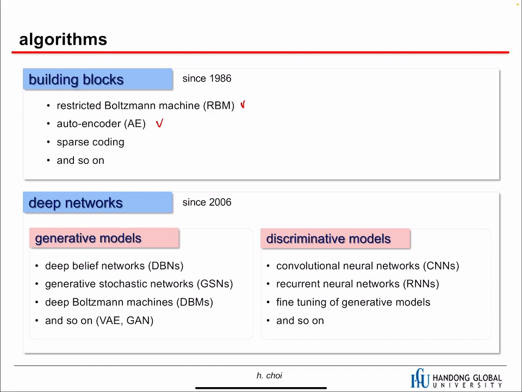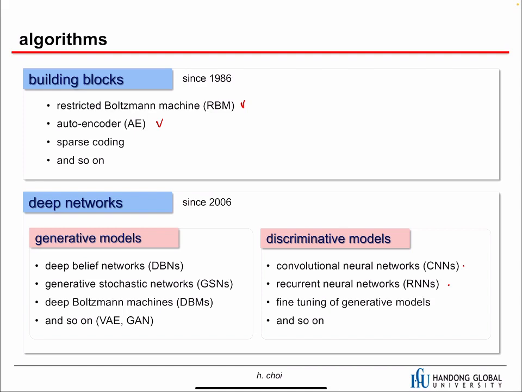So we can make deep belief networks or generative stochastic networks and deep Boltzmann machines. All these models are generative models, which means we can generate some data, not recognize things. And recently we have variational autoencoder and GAN. And for discriminative models, which means we can use these models to recognize things, we have CNN, convolutional neural networks, or recurrent neural networks.